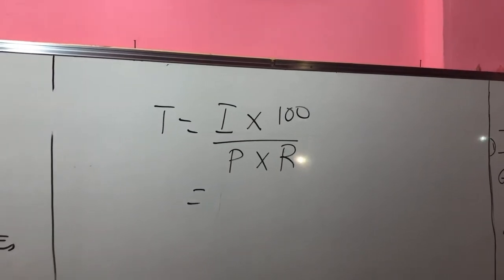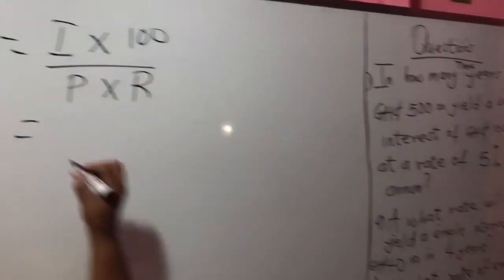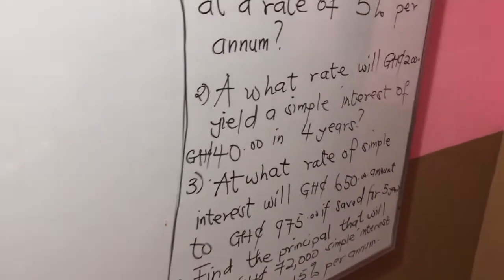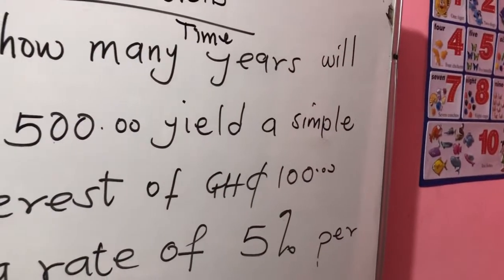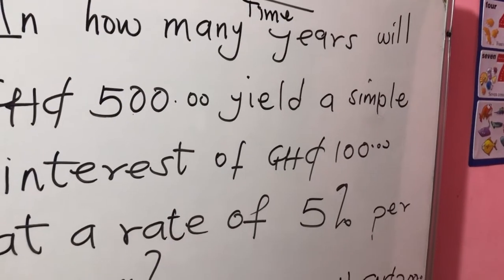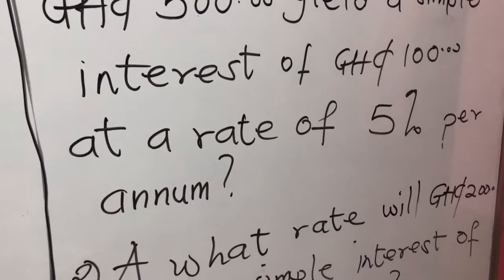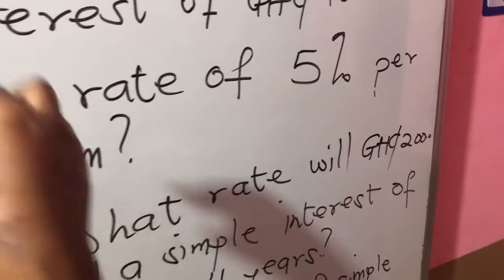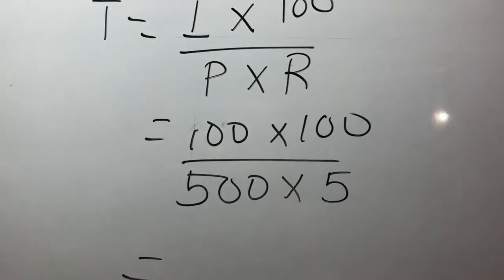So what is our interest? Our interest is what? 100 Ghana cedis. Or we can just bring the 100. What is our principal? Our principal is the 500 Ghana cedis. What is our rate? Our rate is always in the percentage. So that is the rate. So we have 5. Okay.